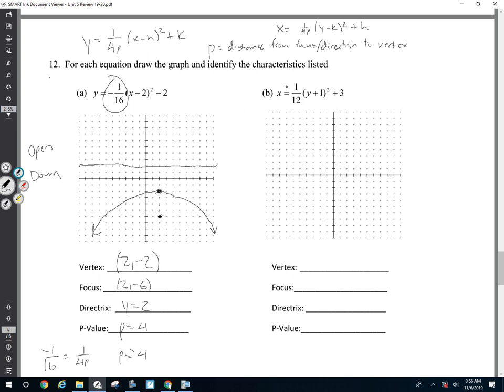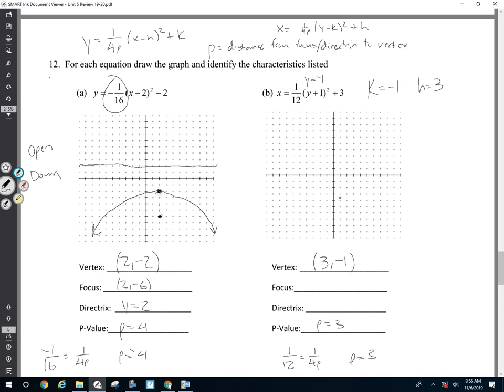Okay, now we're flipping it over. We have x equals y squared. I can see k is going to be negative 1. It's like y minus negative 1, and it's y minus k. H is going to be 3. So my vertex has got to be at 3, negative 1, because I'm adding h, and then I'm subtracting k. All right, now let's find the p-value. I got 1 over 12 equals 1 over 4p. P is going to have to equal 3.